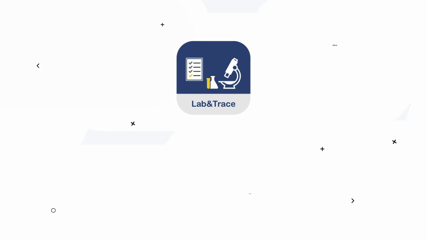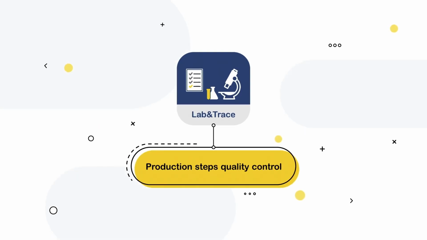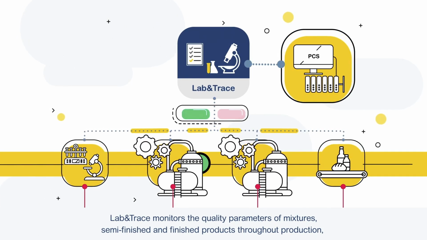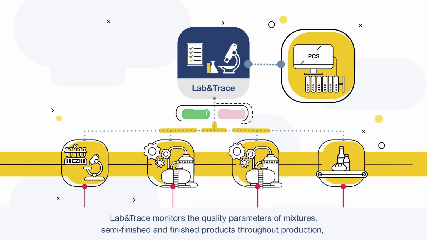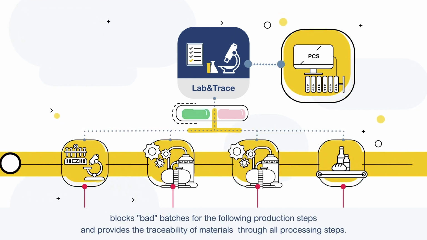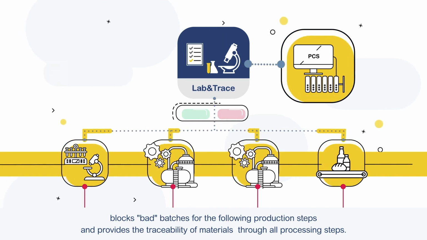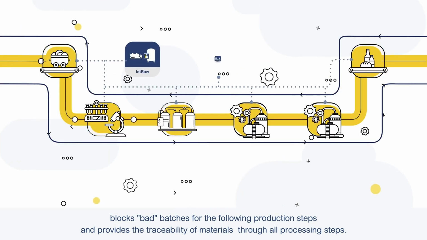Lab and Trace is a quality control module at all production steps. Lab and Trace monitors the quality parameters of mixtures, semi-finished, and finished products throughout production. Blocks bad batches for the following production steps and provides the traceability of materials through all processing steps.